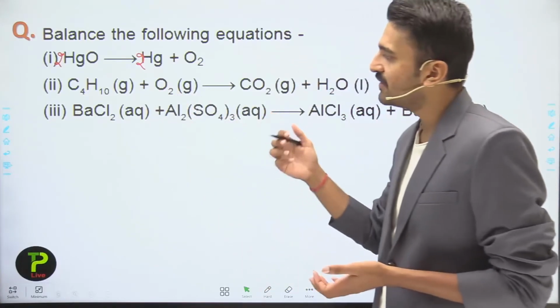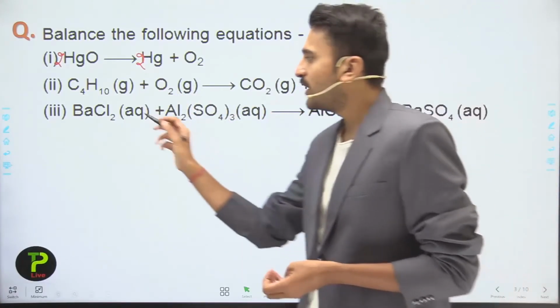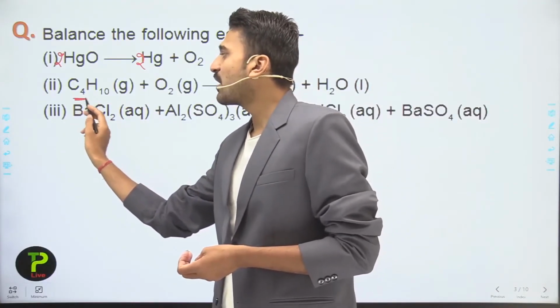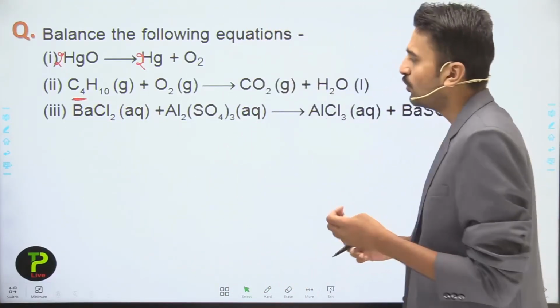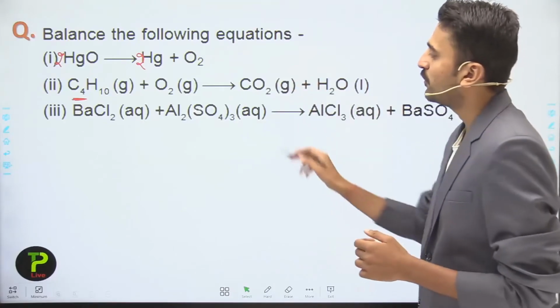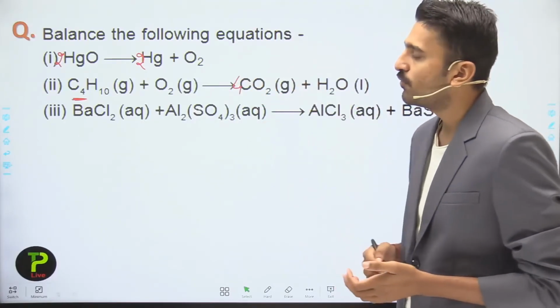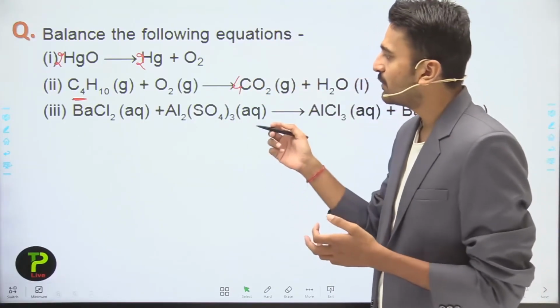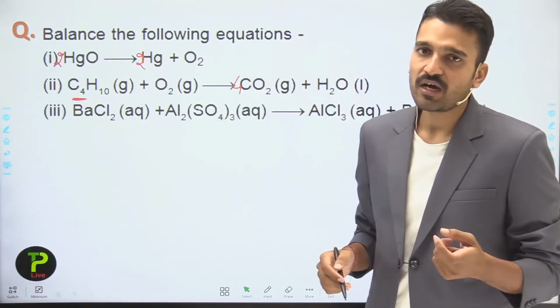So you have to balance this particular reaction. Here you see the number of carbon atoms on the reactant side is 4, while on the product side it is 1. So we have to multiply it with 4. Now what happens when we multiply it with 4? The number of carbon atoms are balanced.